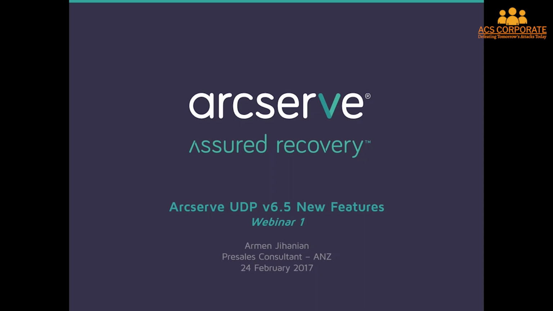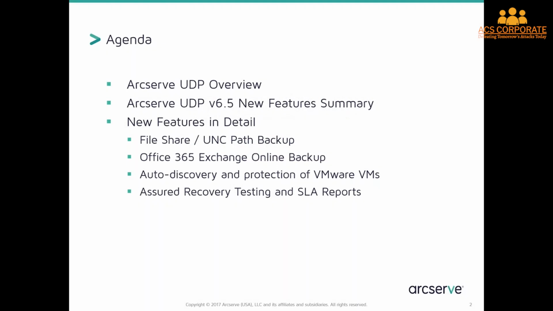With that, during today's session, we'll have a quick overview of the UDP solution. We'll take a look at a summary of all the new features or the main features that have been introduced. And then we're going to take a look in detail for these particular features. We're going to look at the file share or the UNC path backup capability introduced in UDP 6.5.